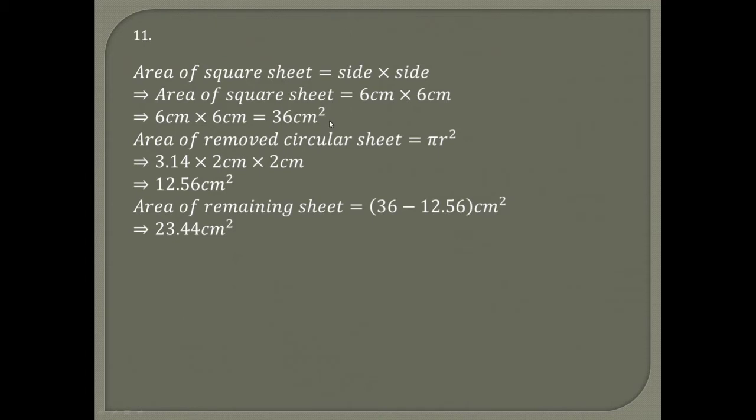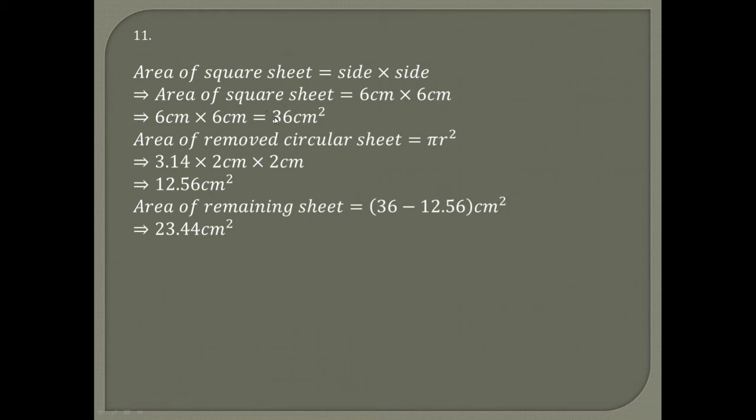Then the area of the removed circular sheet is, circular sheet means pi r square. Then we have to take pi as 3.14 into radius 2 centimeter, 2 centimeter into 2 centimeter. If you multiply all this, 2 2s are 4, 4 into 3.14 is 12.56 centimeter square. So this area is removed from a circular sheet from here.